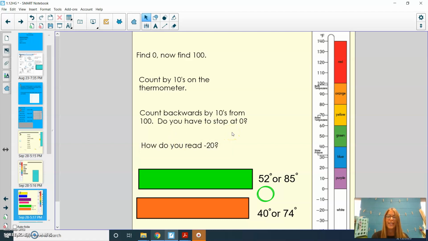How do you read -20? Can you find that on my thermometer? If you said -20 would be right here. Now another way to say -20, you could say 20 degrees below 0. That would be very, very cold. -20.